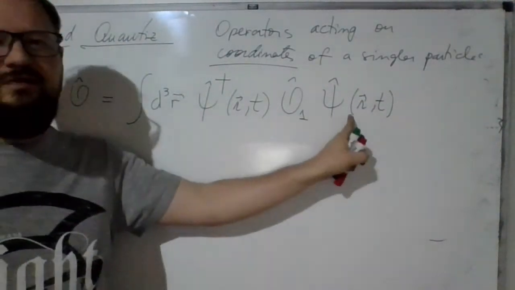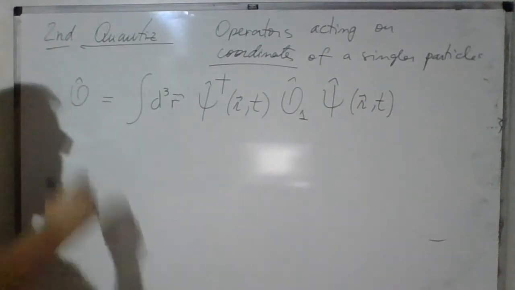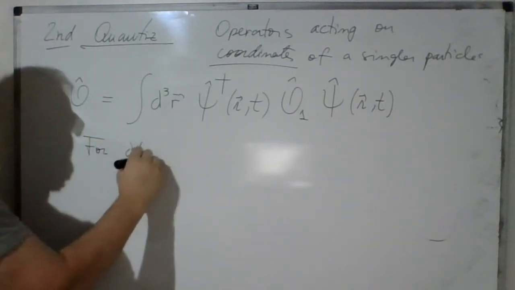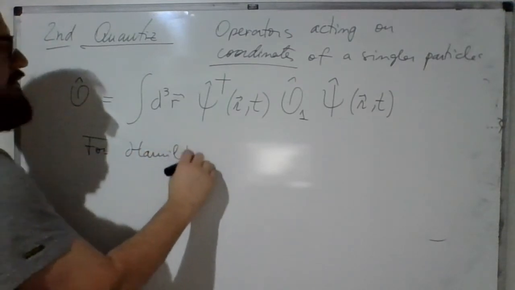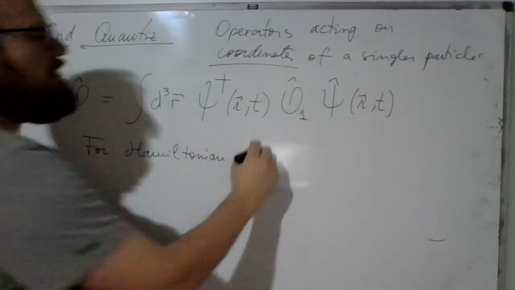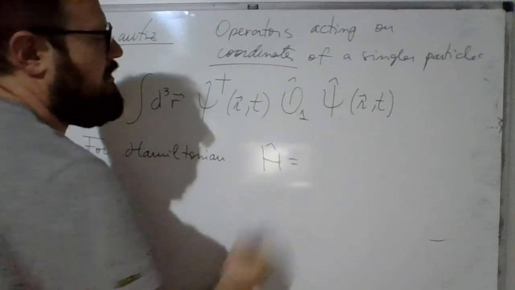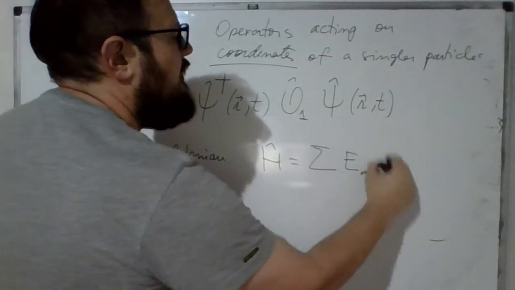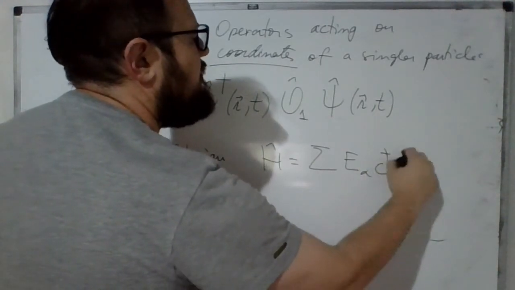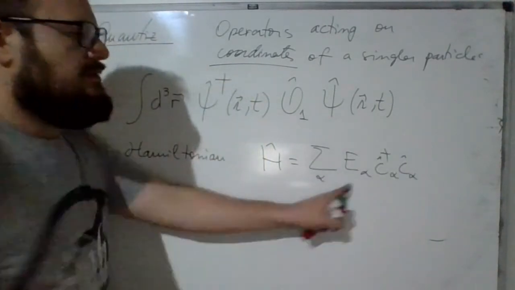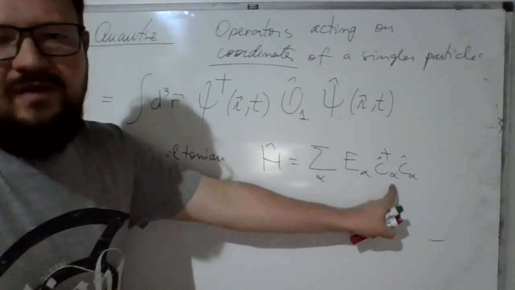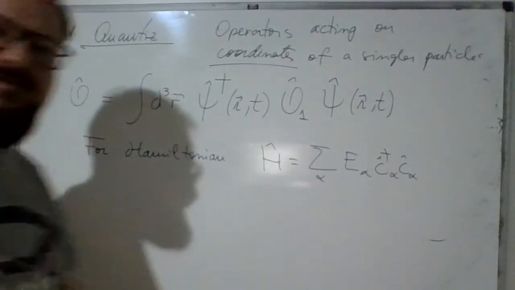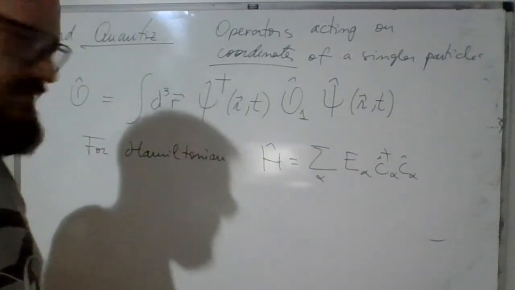And the annihilation always there. And in this case, for the Hamiltonian, we already have shown that this is just the summation of number operators, okay, multiplied by the energy of the state alpha, given a complete set of functions.